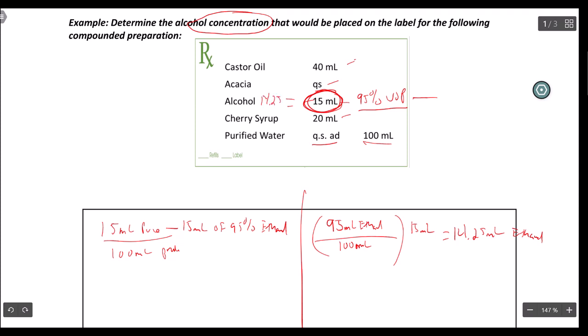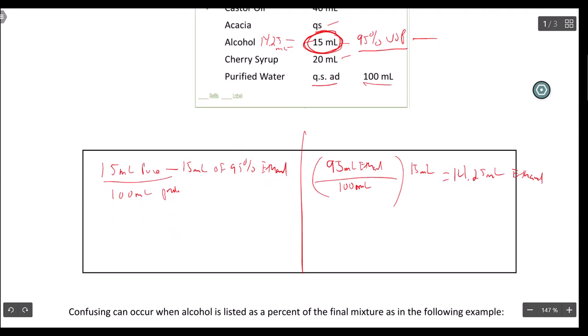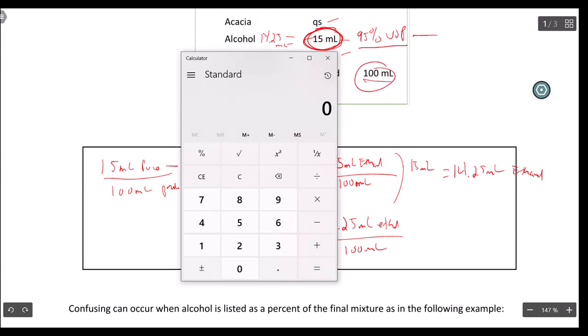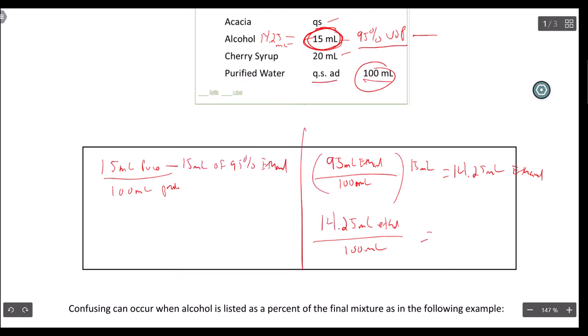Now you would take that and divide it out. So 14.25 mLs of ethanol is in 100 mLs, right? And then you find your percent by that. So it's 14.25 divided by 100, times 100, and you get your percent. So 14.25%. That's what will be listed on the label, not 15%, right?